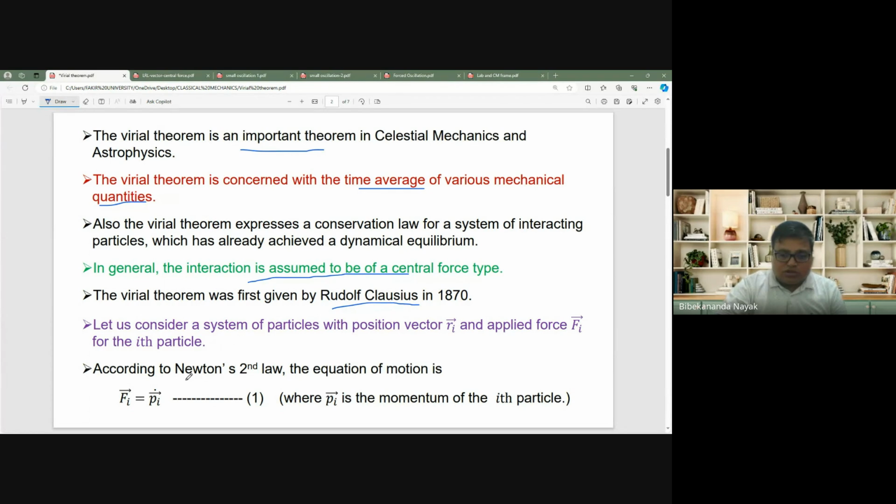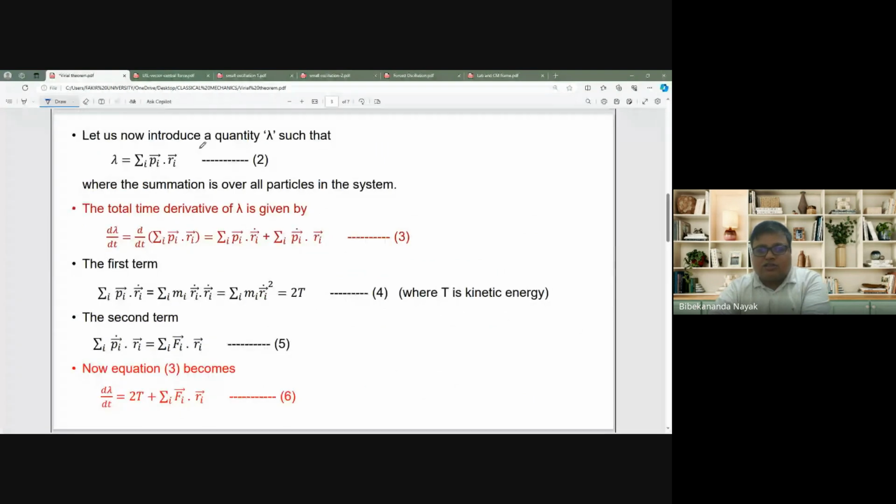But from Newton's second law, you know that force is equal to dp by dt. So you can write Fi is equal to pi dot. Pi is the momentum of the ith particle. Okay. And let us introduce a quantity lambda. So lambda is equal to the sum over i of pi dot ri. We take a quantity lambda equal to the sum over i of pi dot ri. Now calculate its total time derivative. Here the summation is over all particles of the system.